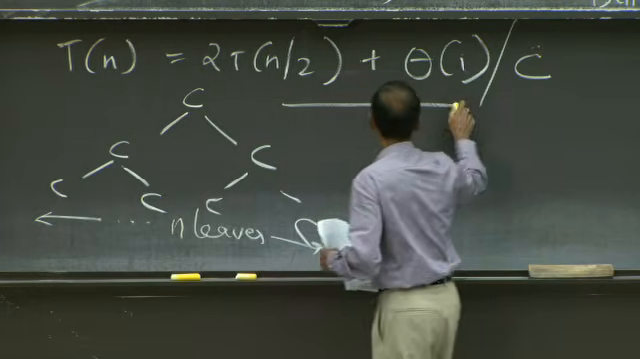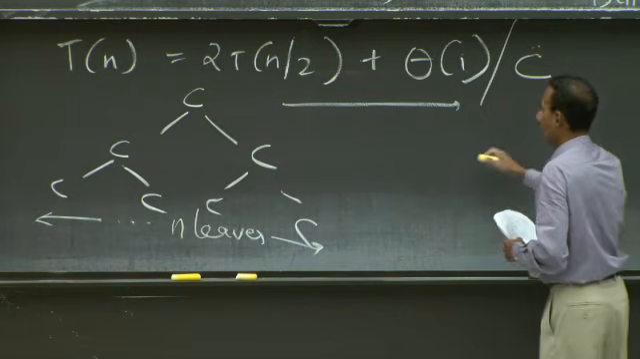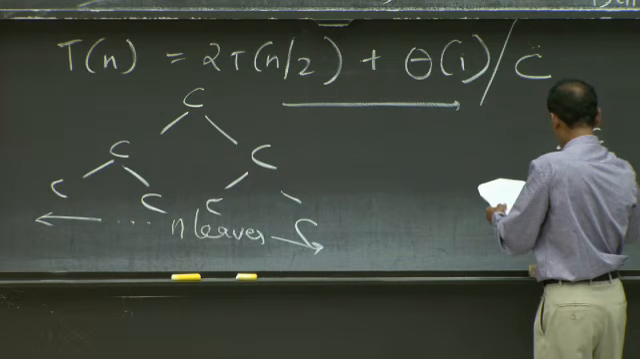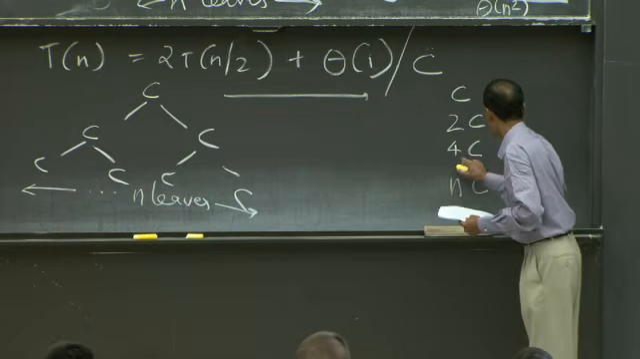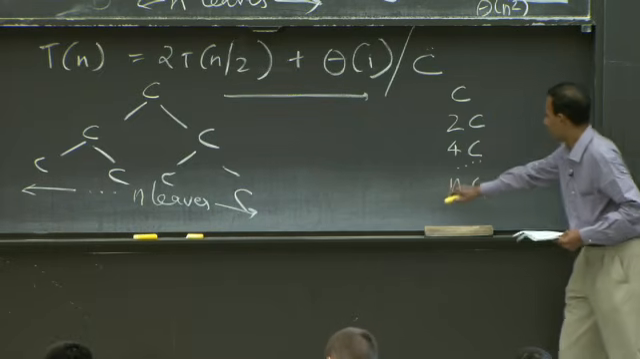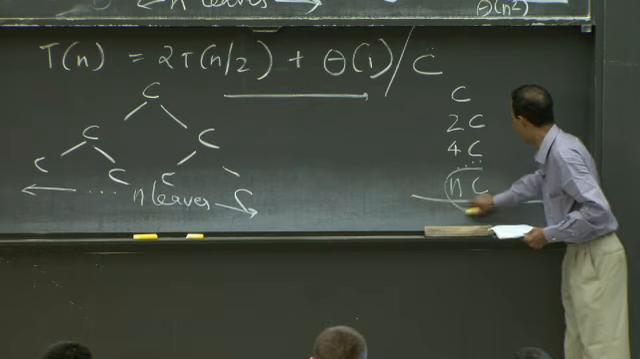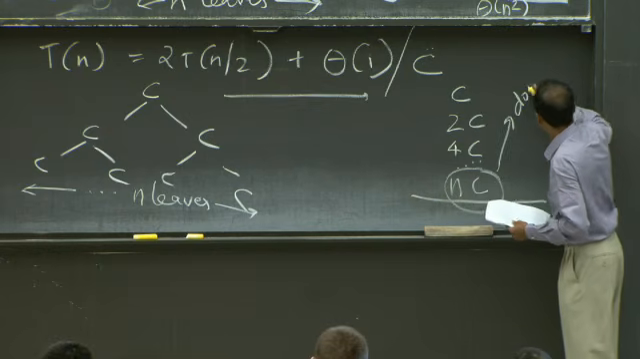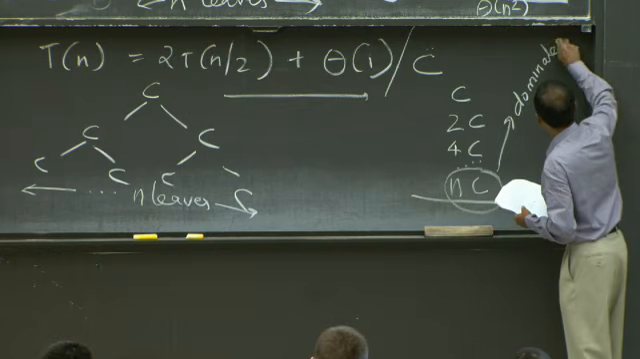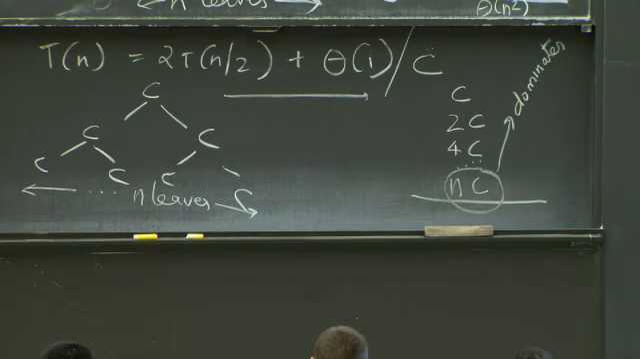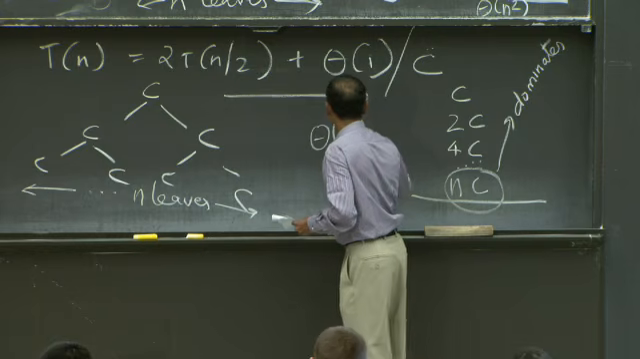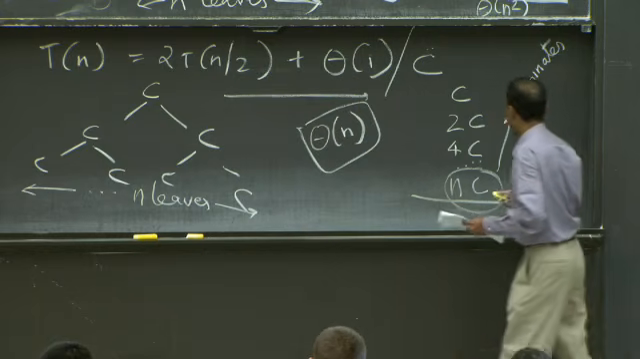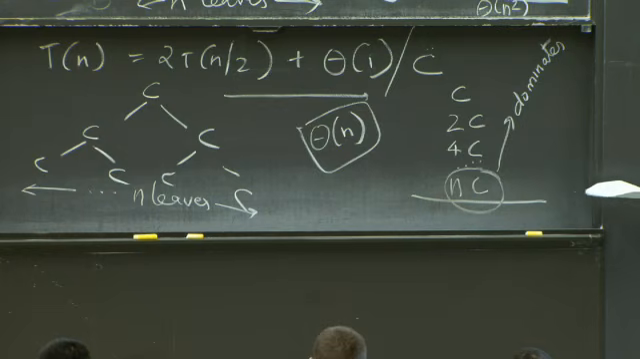And so if I look at what I have here, I have c at the top level. I have 2c, and so on and so forth, 4c. And then I go all the way down to nc. And so what happens here is this dominates. And so in this recurrence, the whole thing runs in theta n. So the solution to that is theta n. And what you have here is all of the work being done at the leaves.